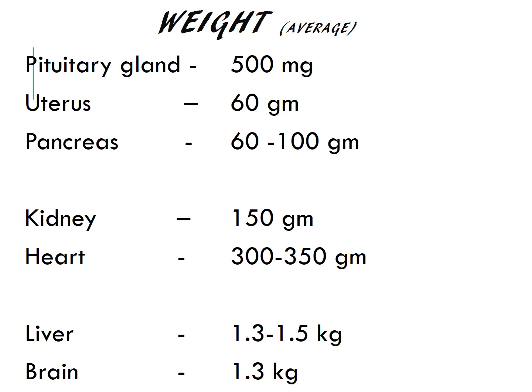So please remember, liver and brain are near about 1.3 to 1.5 kg, kidney 150, and heart it's double, around 300 gram, uterus and pancreas near about 60 gram, pituitary gland among all of these has the lesser weight, around 500 milligram.